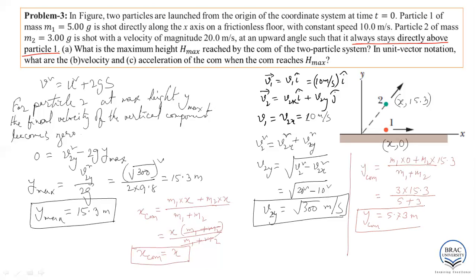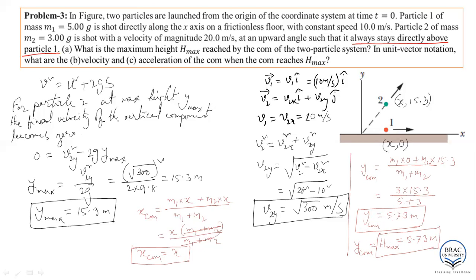Okay, so the thing is, we get this Y coordinate of the center of mass when the particle 2 is at its maximum height. So this Y coordinate of the center of mass should be the maximum height along the perpendicular direction for the center of mass. Then what can we consider? We consider that yes, this Y center of mass is actually the maximum height attained by the center of mass, which is equal to 5.73 meter. Okay, so this is the answer that we want to find out for part A in this problem 3.